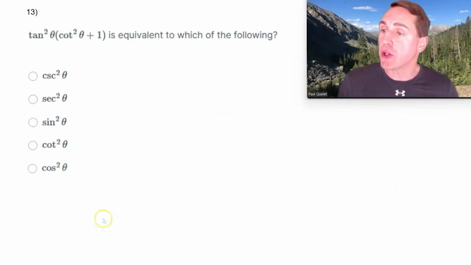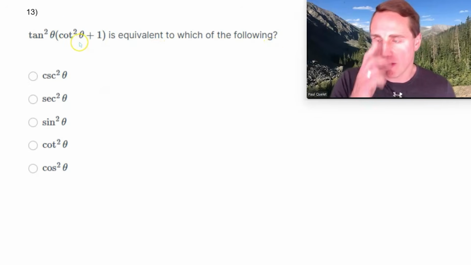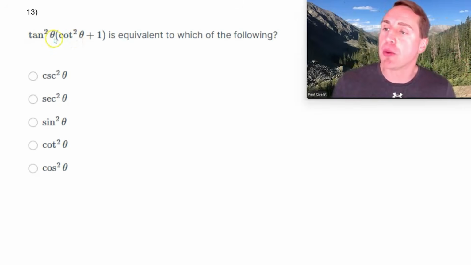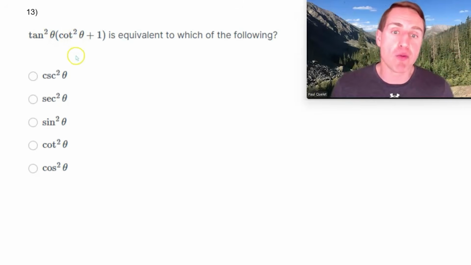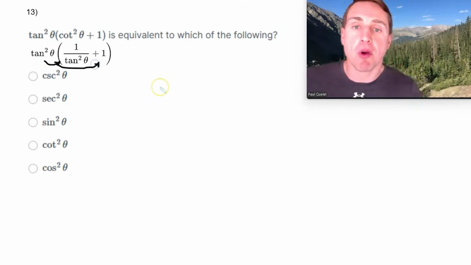Let's move on. Okay, so here we have for number 13, tangent squared theta times the quantity of cotangent squared theta plus 1 is equivalent to which of the following? Hopefully you're aware that cotangent is the reciprocal of tangent. So I could write this as tangent squared theta times the quantity of 1 over tangent squared theta plus 1. And then we want to use the distributive property. So let's distribute the tangent squared across both of those terms.